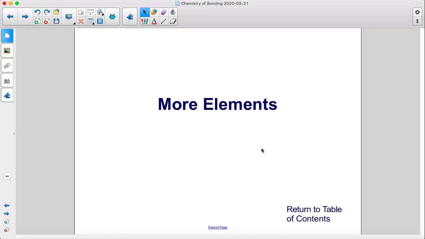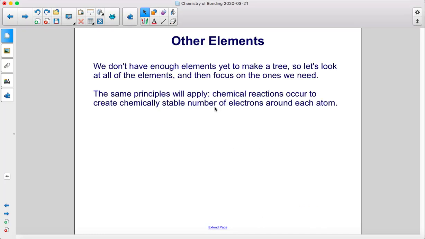More elements. We don't have enough elements yet to make a tree, so let's look at all of the elements and then focus on the ones we need. The same principles will apply. Chemical reactions occur to create chemically stable numbers of electrons around each atom.